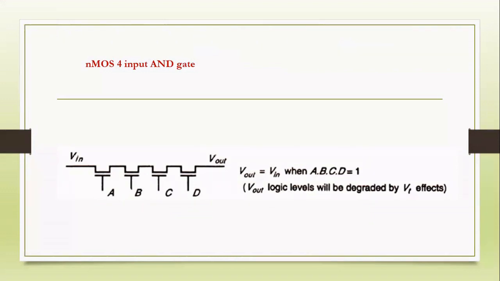You all know that NMOS pass transistor is poor at passing logic 1. Logic 1 is degraded by the threshold voltage. This way, we can implement a 4-input AND gate using NMOS pass transistors.